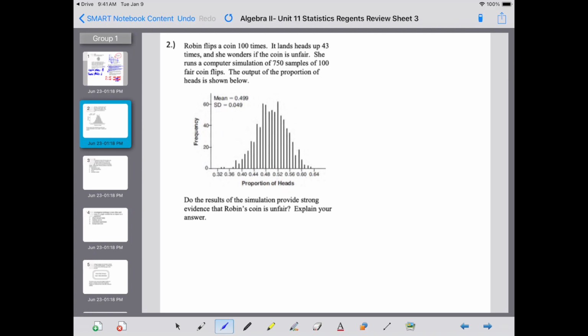Robin flips a coin 100 times. It lands heads up 43 times. And she wonders if the coin was unfair. She runs a computer simulation of 750 samples of 100 fair coin flips. The output of the proportion of the heads is shown below. Do the results of the simulation provide strong evidence that Robin's coin is unfair?